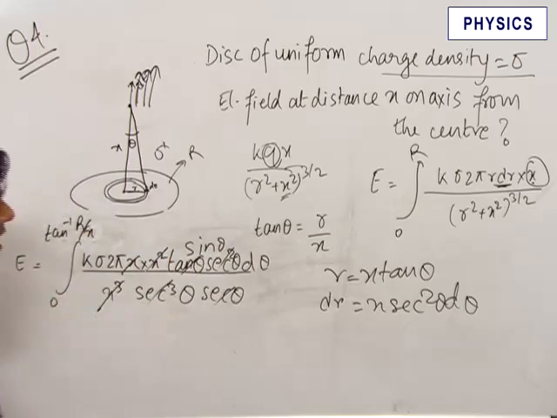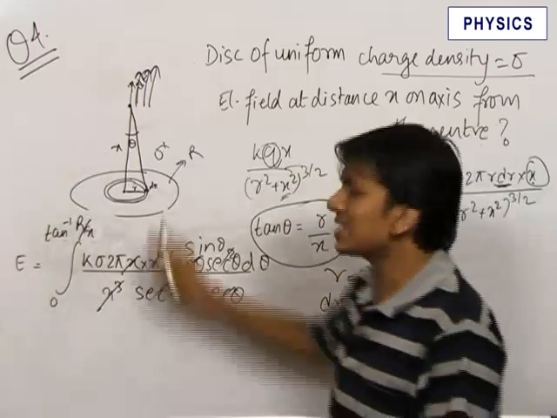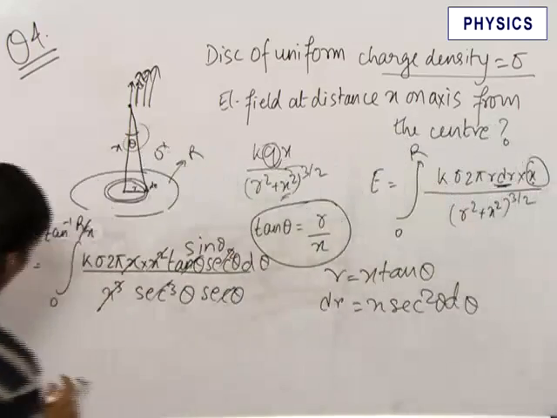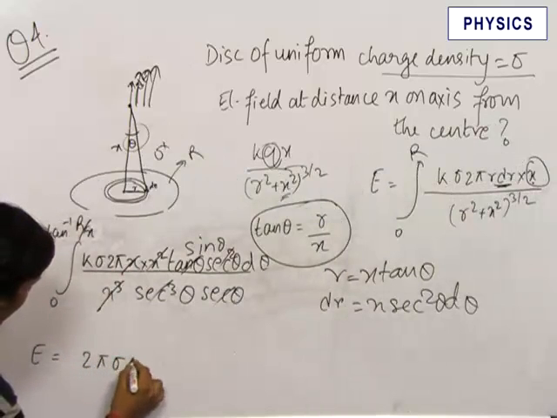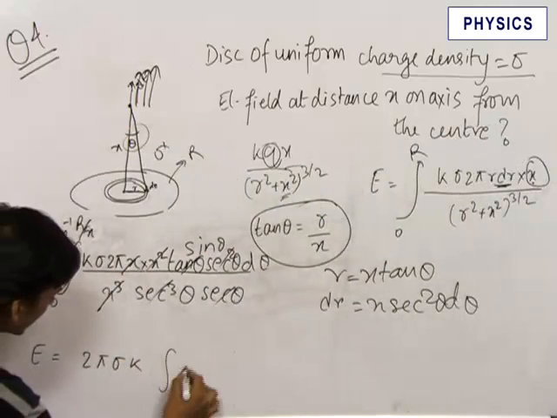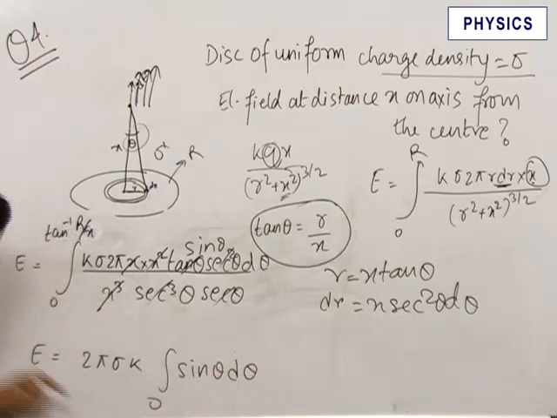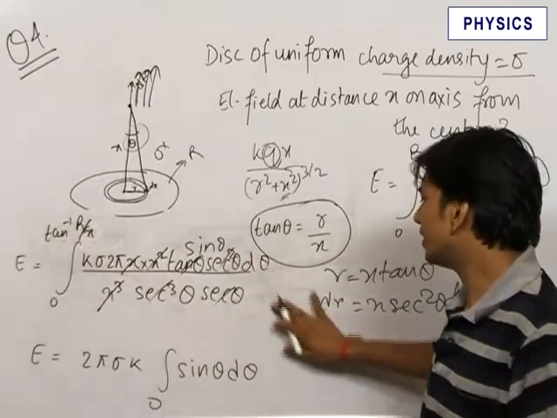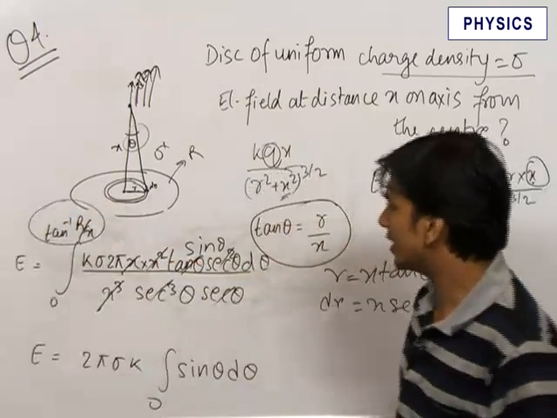So the beauty of the question lies here that to make the substitution tan theta is equal to r by x. These type of integrations are always easy when you solve in terms of angles. So what we get here is that E is equal to 2 pi sigma k integration sin theta d theta. Integration goes from 0 to tan inverse r upon x, but we find here that integration of sin theta will be minus cos theta. So it is preferable if we write this in terms of cos theta.